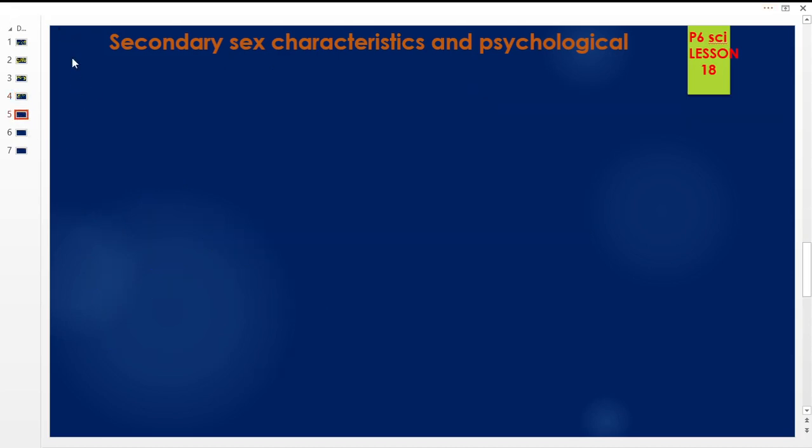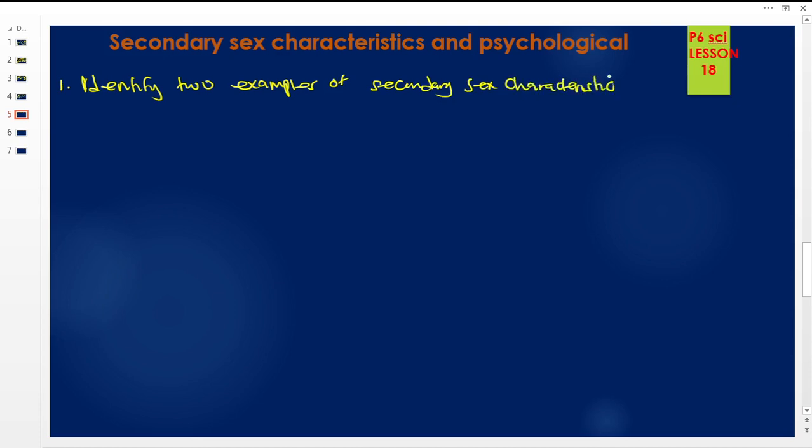So this has been so quick, because it is simple and easy for you to understand. Let us take our assignment. Number 1 here, identify 2 examples of secondary sex characteristics in Roman 1 boys, Roman 2 girls.